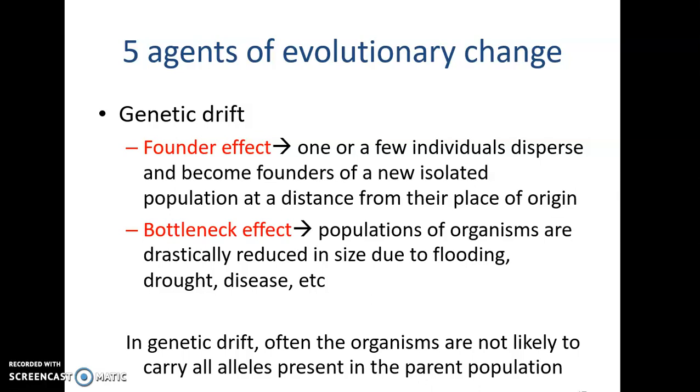Another form of genetic drift is bottleneck effect, which is where a population of organisms is drastically reduced due to some kind of natural disaster like flooding, drought, disease, etc.